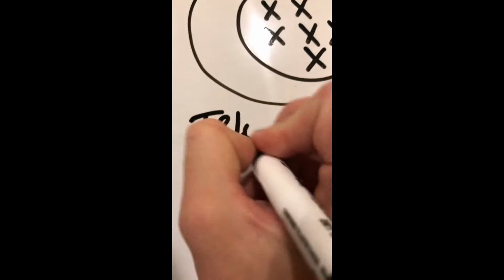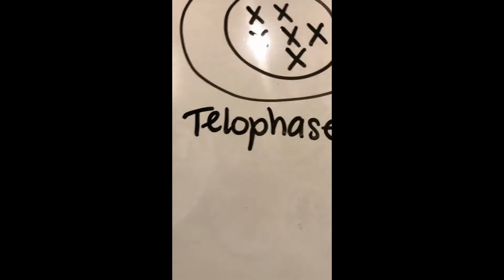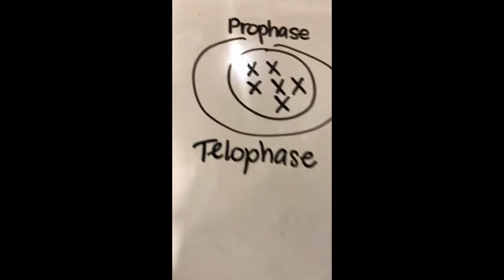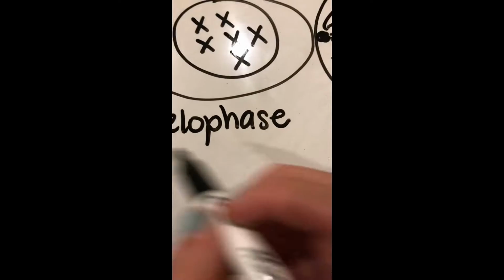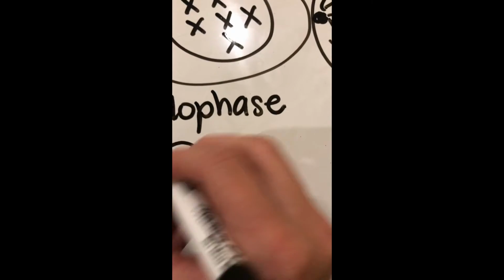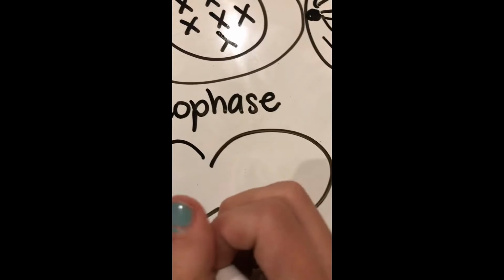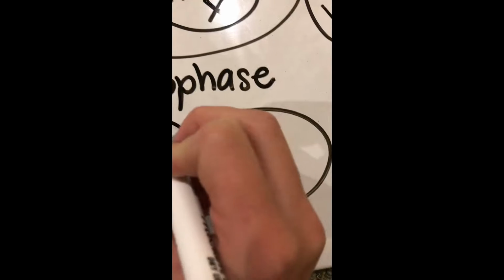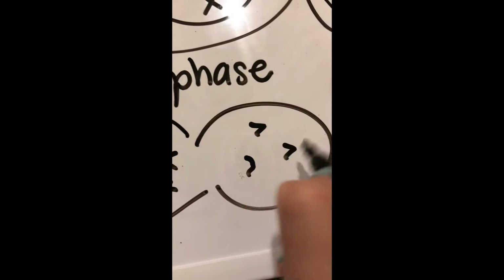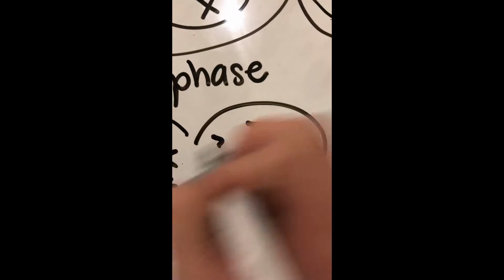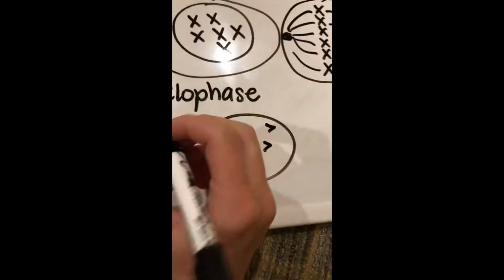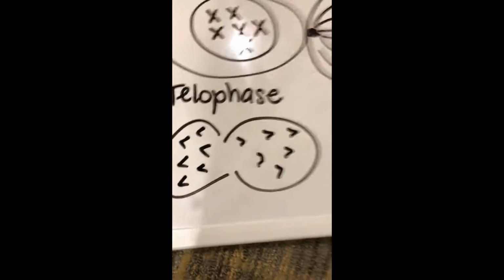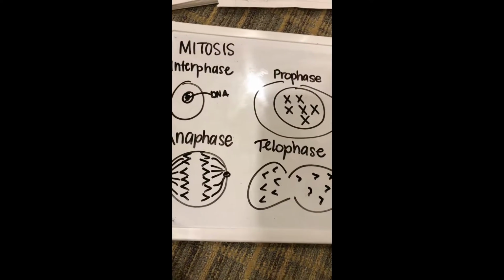Then you get to telophase. And this is basically where the new nucleus is forming and to make two new daughter cells. And so cytokinesis is occurring and splitting the cytoplasm, and forms the two new cells. And they are identical cells. And that's how you get mitosis.